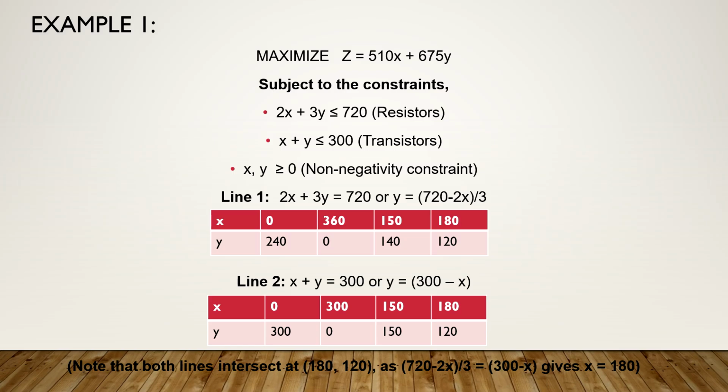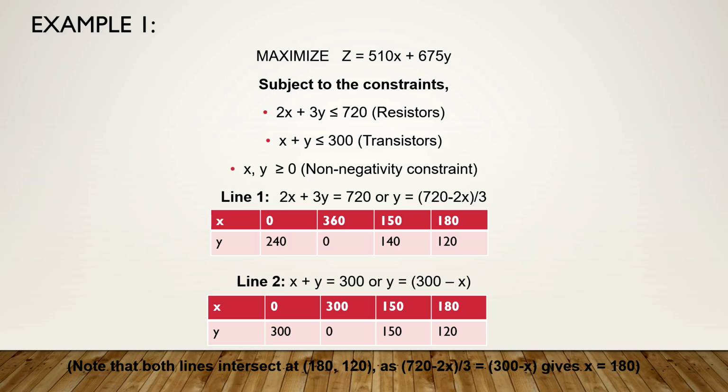Because the non-negativity constraint will always be there. Your x and y should always be greater than or equal to 0. Now, other points, how will you get them? By just looking at the problem, like over here, if x is 0, y is 240; if y is 0, x is 360. Suppose x is 150, you will get a whole number for y, which is 140.